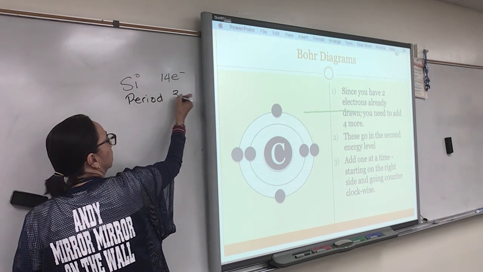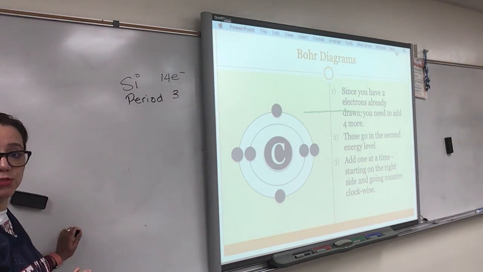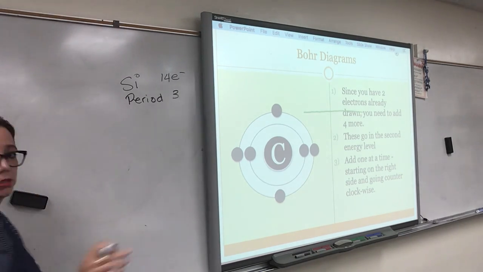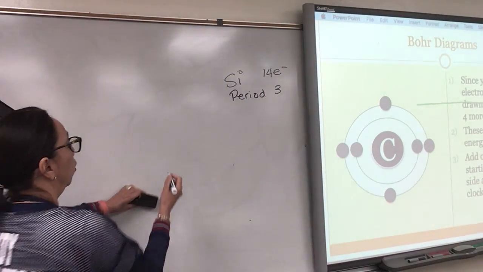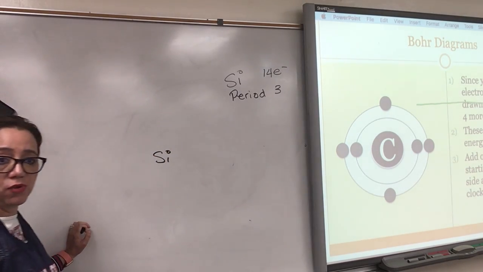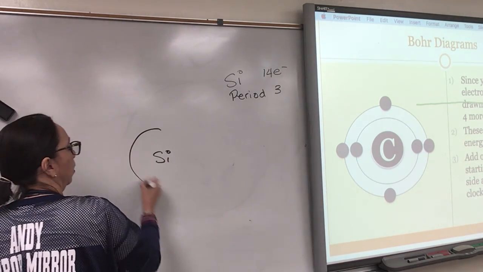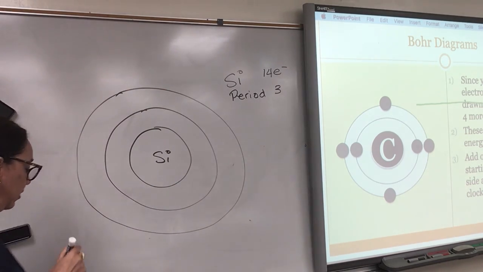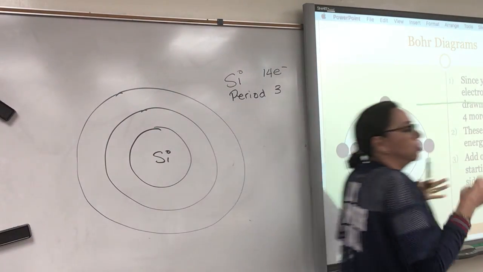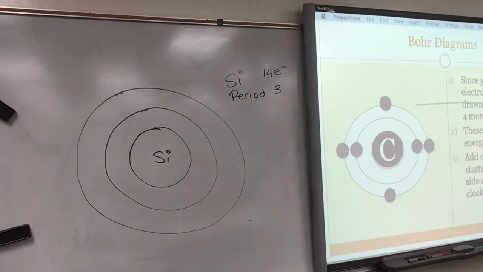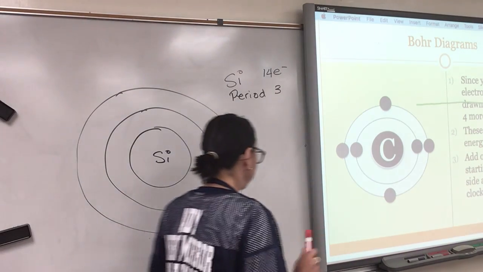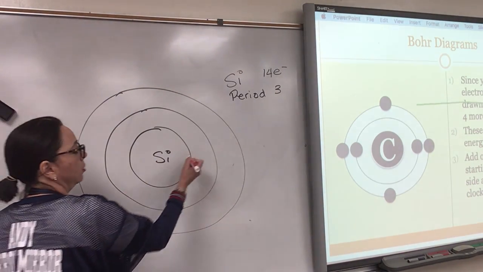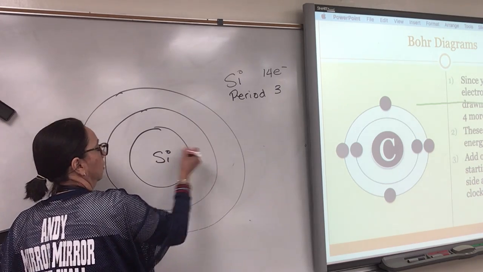Why is the period important? See how many lines I'm going to be drawing, right? So silicon will go in the middle. How many lines am I drawing? 3. 1, 2, 3. These are the energy levels. That is telling us where those electrons will be. How many electrons are we drawing in total? 14. Okay, question. How many electrons can the first energy level hold? 2. So I'm drawing those 2. 1, 2.